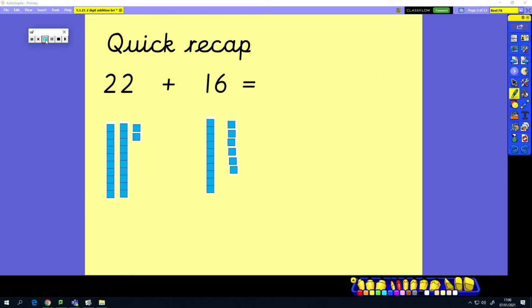Now we are going to recap adding with tens and ones. First of all, we are going to count the tens. We've got 1, 2, 3. That means we're going to have 30. And now we're going to count the ones. 1, 2, 3, 4, 5, 6, 7, 8. So we have 38.